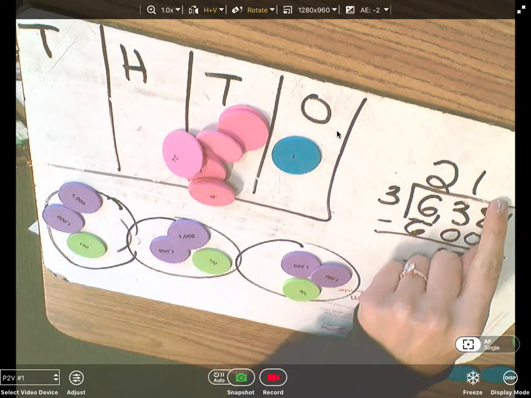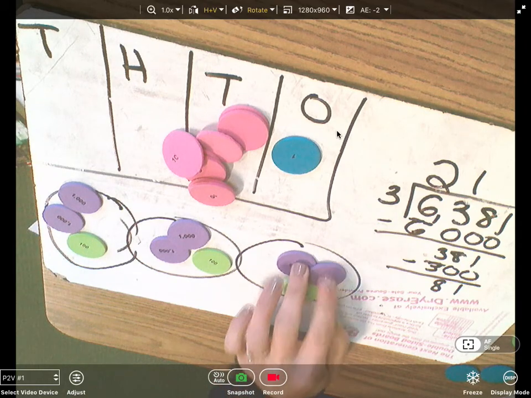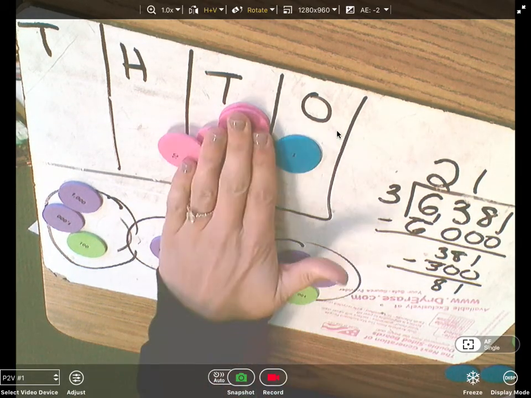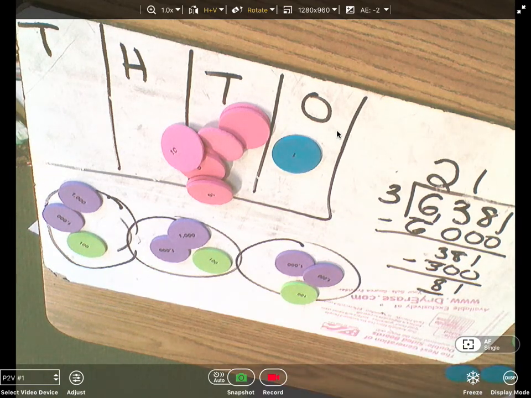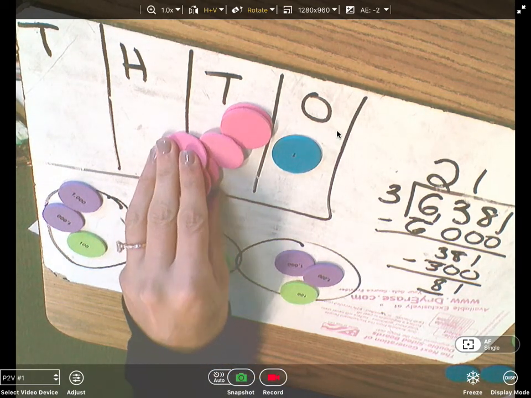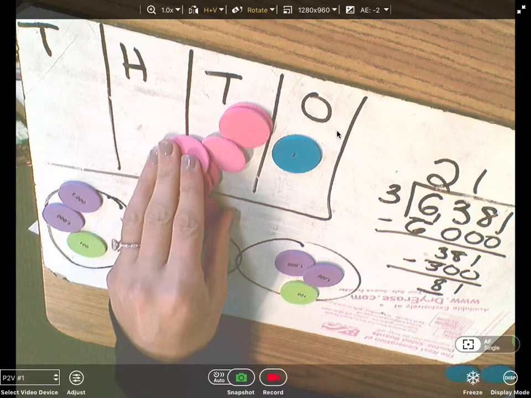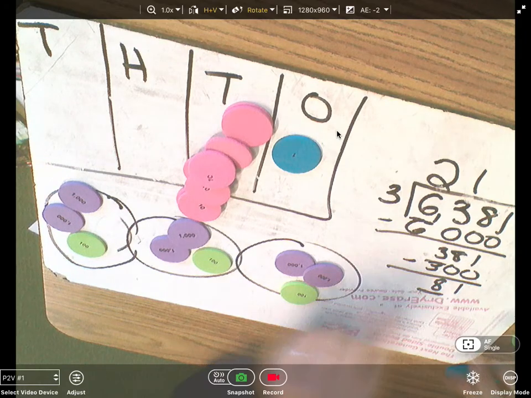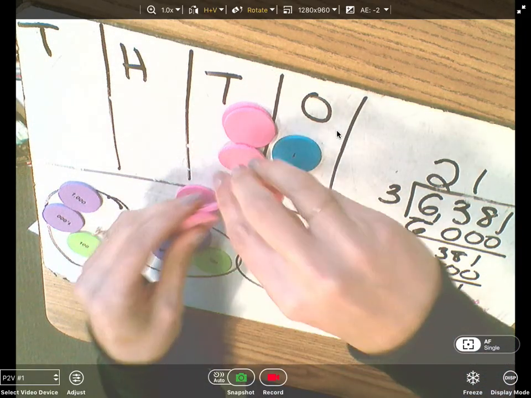Now look, I'm in my tens place. I've given away 2,000s. I've given away 100 to each group. And now I'm in my tens place. And if I'm looking, I have 8 tens right here. So I can divide 8 divided by 3. That's not going to work evenly. I know 1 times 3 is 3, and I know 2 times 3 is 6. But 3 times 3 is 9. I can't give away 9 of these because I only have 8.